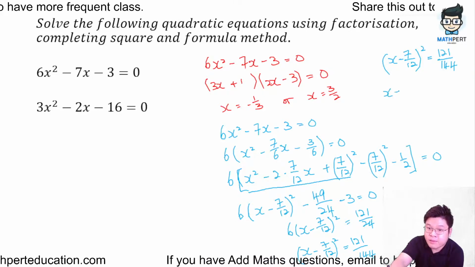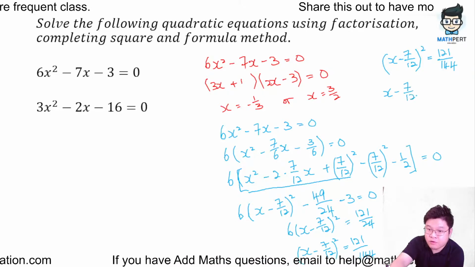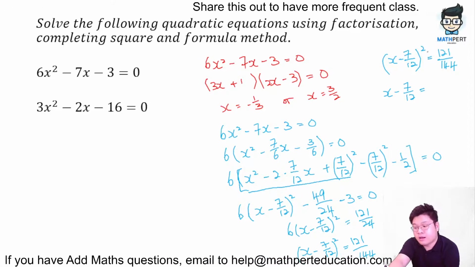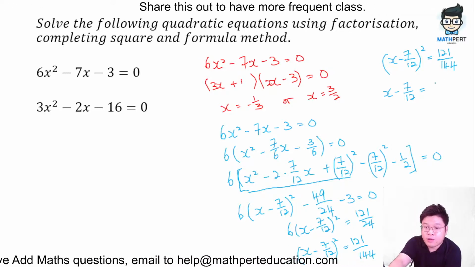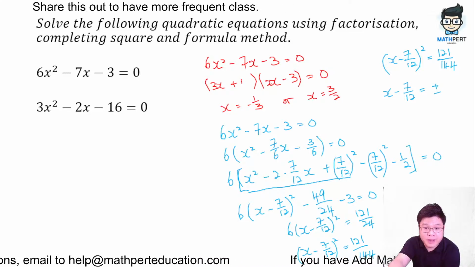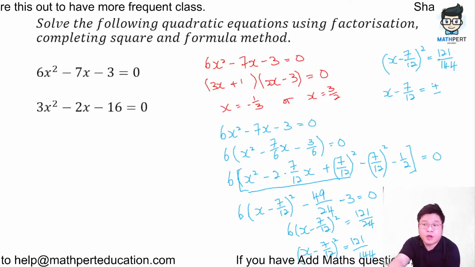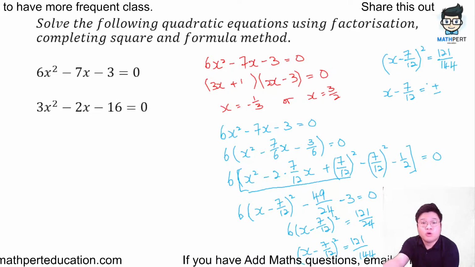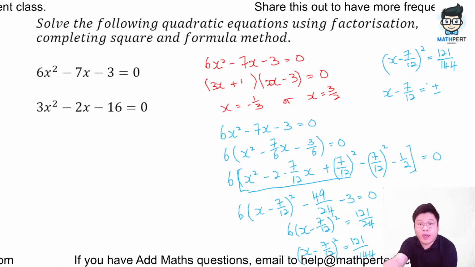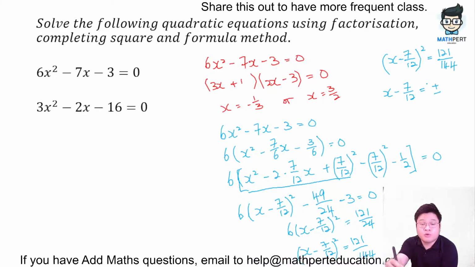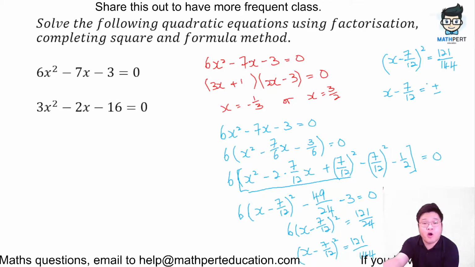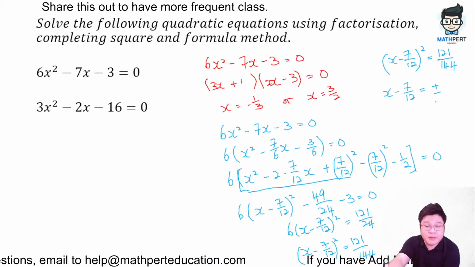So x minus 7 out of 12, remove the square. That means we square root the whole thing on the right hand side. So I'll get plus minus. Remember, this is very important. Plus minus. Why is it plus minus? Because like 2, 2 squared, you get 4. Negative 2 squared, that means negative 2 times negative 2, you will still get 4. So that's why you get plus minus.